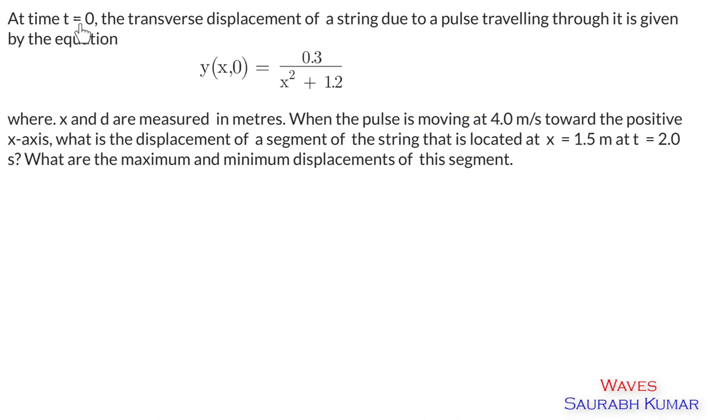Question: at t equal to 0, the transverse displacement of a string due to pulse traveling through it is given by equation y(x, 0) equal to 0.3 by x square plus 1.2, where x and y are measured in meters. When the pulse is moving at 4 meter per second towards the positive x axis, what is displacement of segment of string that is located at x equal to 1.5 meter at t equal to 2 second? What are maximum and minimum displacements of this segment?